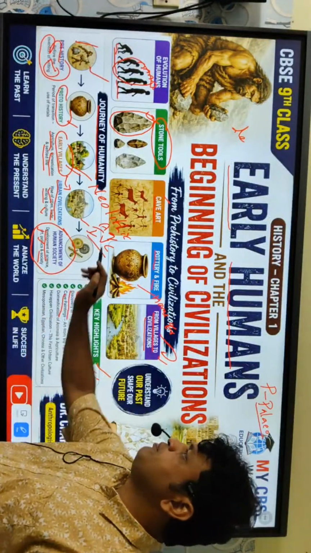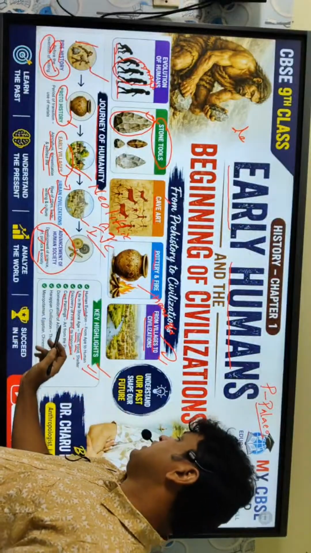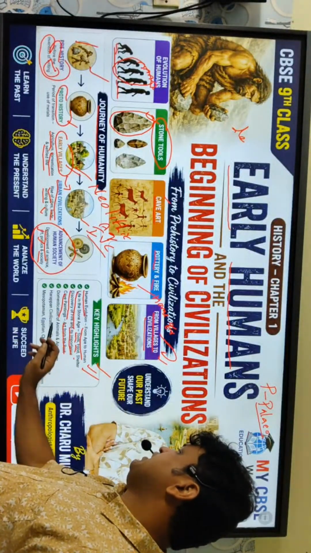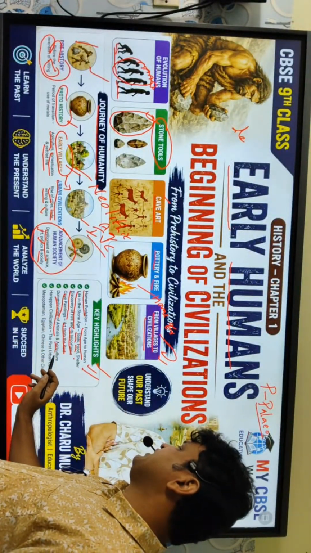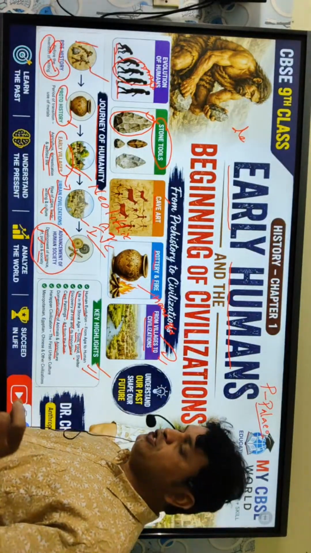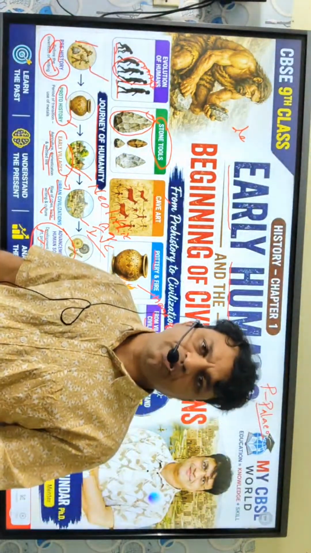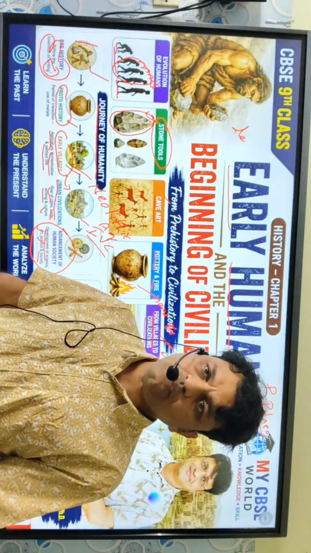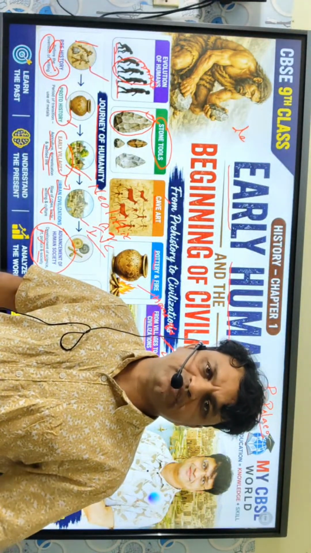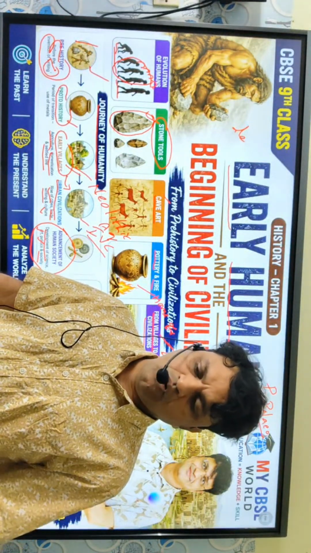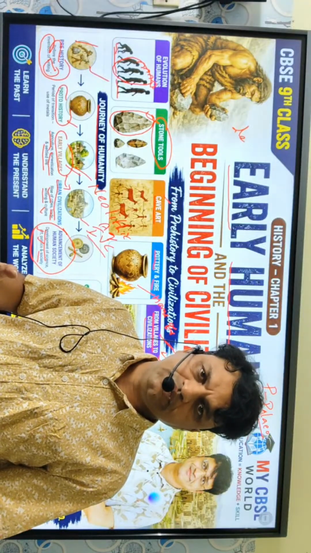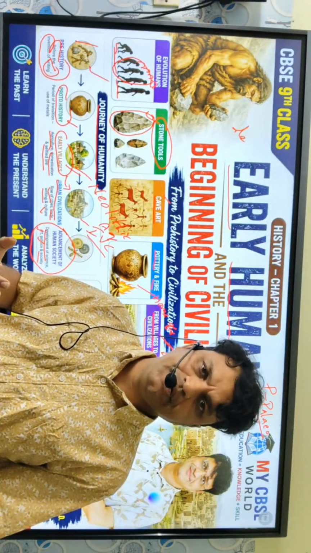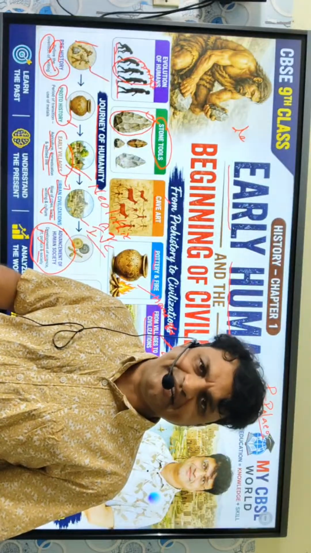Cave paintings: I told you Bhimbetka is one of the cave paintings. Then art from the past, and domestication of animals and agriculture started in the Neolithic. The Neolithic age is also called the new stone age. In our Jammu Kashmir there are places called Burzahom and Gufkral, where you can find Neolithic stone age sites.